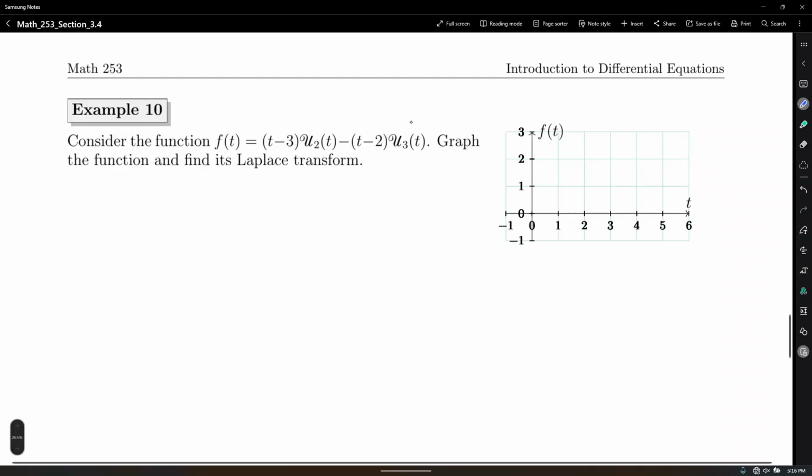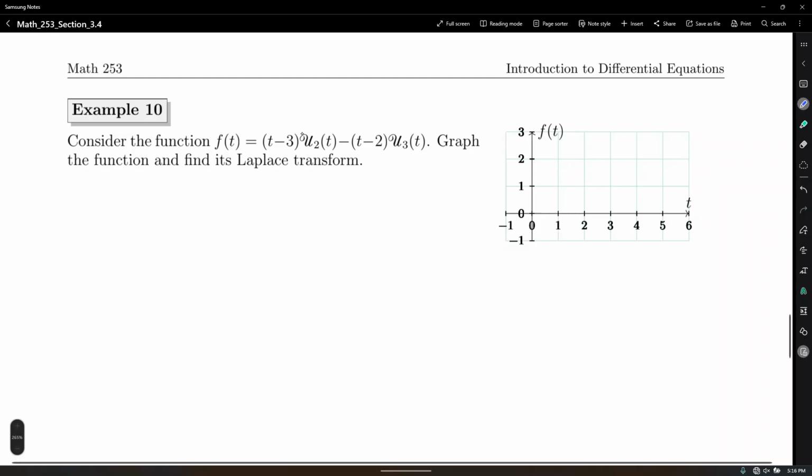Also, here we have a jump discontinuity at 3, but we have a shifting at negative 2, which is essentially 2 units to the right. So we need to make your wish come true a couple times in here, right? However, we're going to graph the function first, which is going to be a little bit tricky.